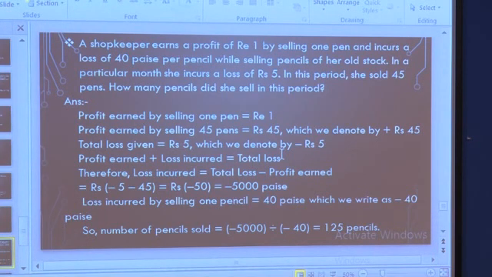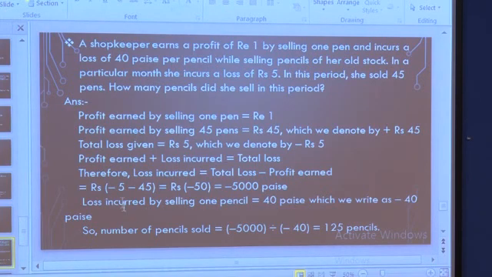The profit earned plus the loss incurred is equal to the total loss. We have to find how many pencils she sold in the period. So, first we have to find her loss. Therefore, the loss incurred is equal to total loss minus profit earned. The total loss given here is minus 5, and the profit earned is 45, so minus 5 minus 45 is equal to minus 50. As it is a subtraction, we get minus 50, because it is total loss minus profit earned.